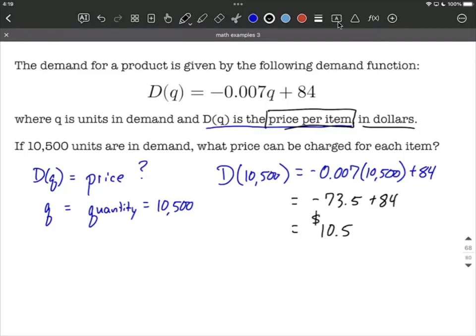Hope this helps out. As you're looking at demand functions, try to identify exactly which variable is independent. In our case, Q is the independent variable, and also what the function actually represents. D of Q in this case is going to be the price per item, the price in dollars per item. Hope this helps out. Good luck.